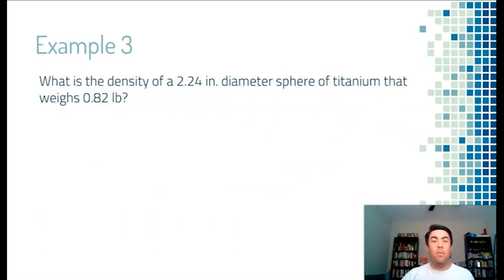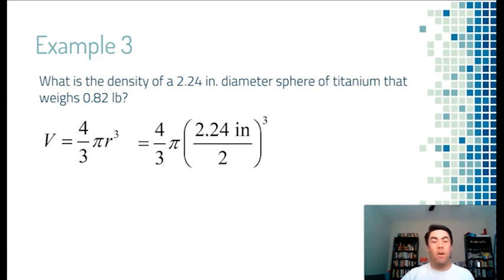We're going to do a quick example where we're trying to find the density of a 2.24 inch diameter sphere of titanium that weighs 0.82 pounds. The first thing we need to do is find the volume of the sphere. The volume of the sphere we can find by multiplying 4/3 times pi times r cubed. Plug in 2.24 inches divided by 2 because we're given diameter and we need radius. And that gives us a volume of 5.88 cubic inches.